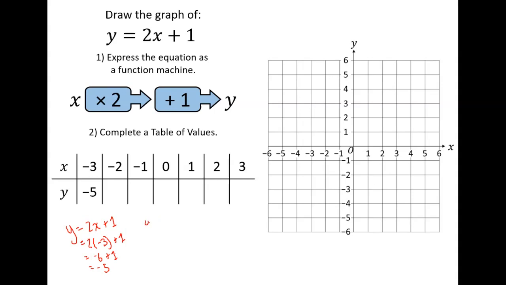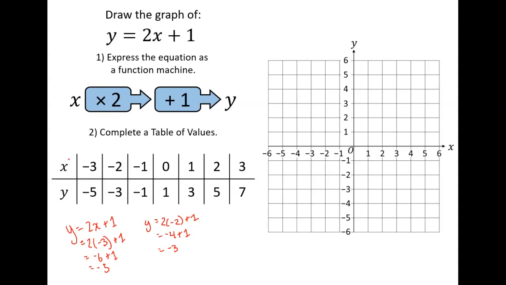And then we can do the same thing for -2. So we have 2 times -2 plus 1, which gives me -4 plus 1, which is -3. Then 2 times -1 is -2, plus 1 is -1. 0 times 2 is 0, plus 1 is 1. 1 times 2 is 2, plus 1 is 3. Then we have 5 and 7. So all we did was substitute these values we picked into our equation of a line.